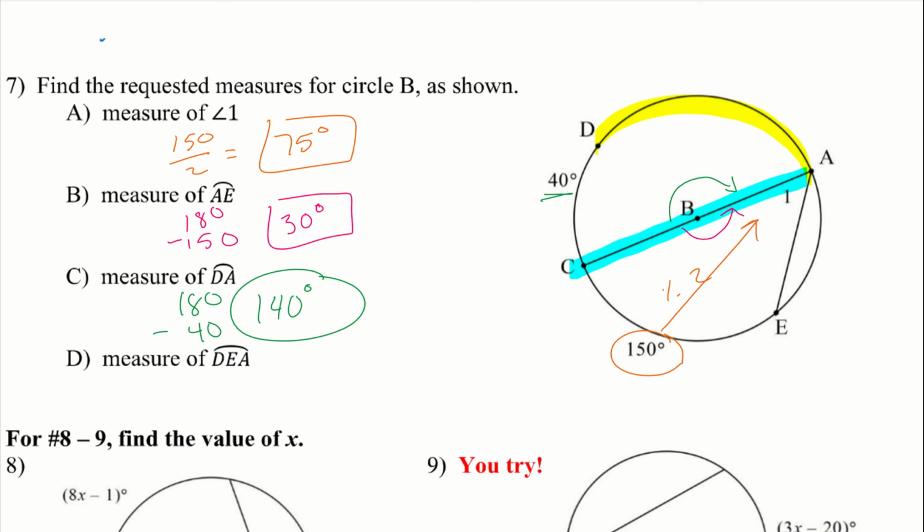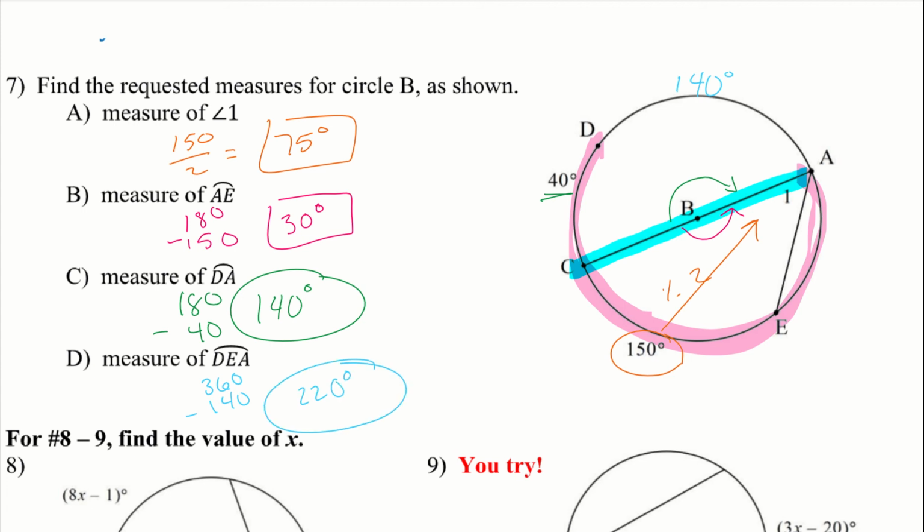Now we want to do the arc DEA. So D to E to A, so all the way around. We just found DA, which is 140. And we know that the entire circle is 360. So if we take 360 and subtract the one part, we will be left with the rest of the circle. So that's going to give me 220 degrees.